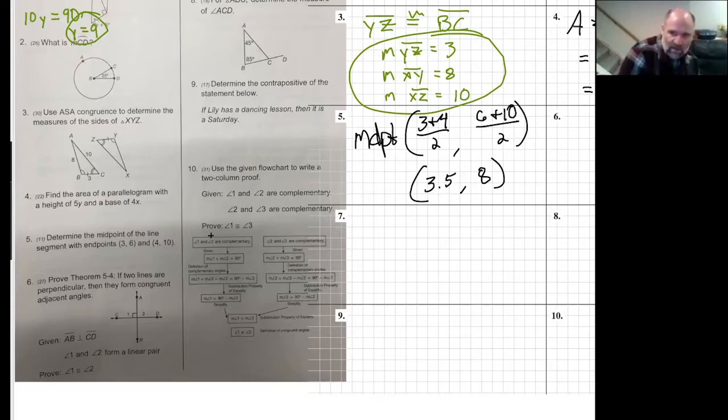So first statement is given. So whatever the given is, let's see here. AB is perpendicular to CD. And then I'm going to say angle 1 and angle 2 form a linear pair. So that's what's all given. Okay. So this is very much like the other test. Angle 1 and angle 2 are a linear pair. Lin pair. Why? Because it's given. So there's 2 easy points on this proof already. Okay. So far, so good? Yeah. All right. Let me just check on the real test.